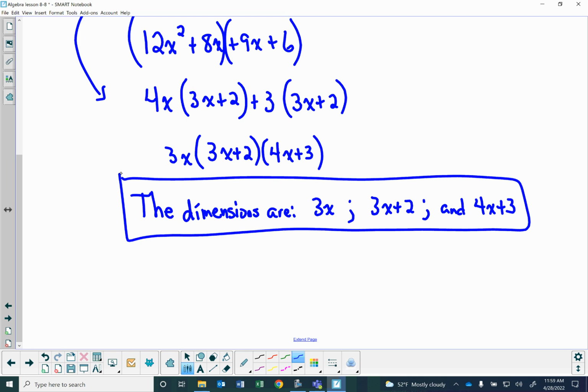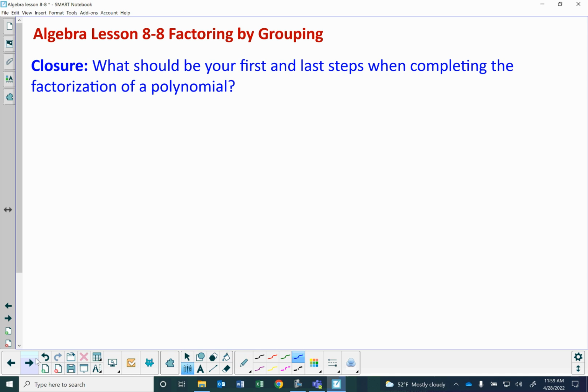Okay, the closure question for this lesson is, what should be your first and last steps when completing the factorization of a polynomial? So what should you look for first, and what should you look for before you've decided, yes, I am done? Those are the 2 things I'm looking for in that closure question.